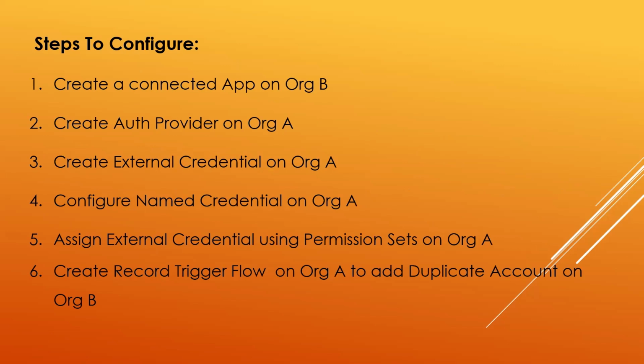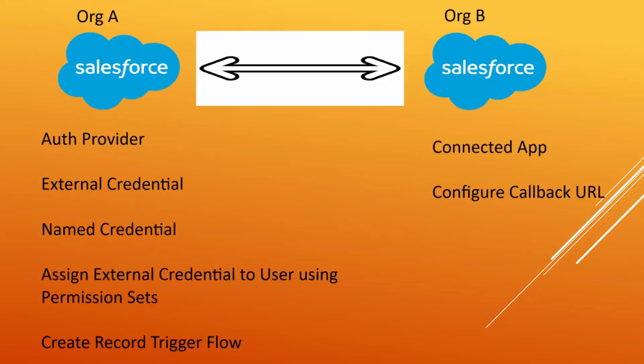Let me show you with the help of a diagram. So this is what we are going to configure. As you can see, we have two Salesforce orgs, org A and org B. I would consider org B as my target org and org A as my source org. I would like to create a record trigger flow on org A so that whenever we create a new account, it will create a similar account on org B also. And for this, we will create a connected app on org B.